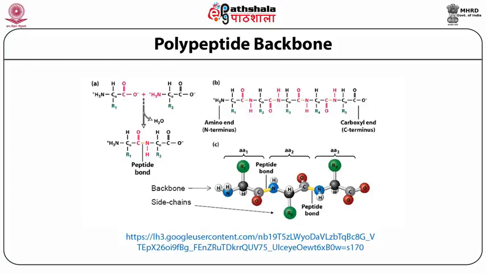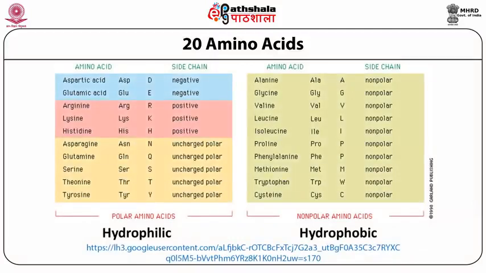As I said, there are 20 amino acids which are broadly divided into polar and non-polar amino acids, which means the hydrophilic part is the polar group and the hydrophobic part is the non-polar group. However, more than 300 amino acids are present in the cell, but only 22 amino acids take part in protein biosynthesis ribosomally. Such amino acids are known as standard or proteinogenic amino acids.